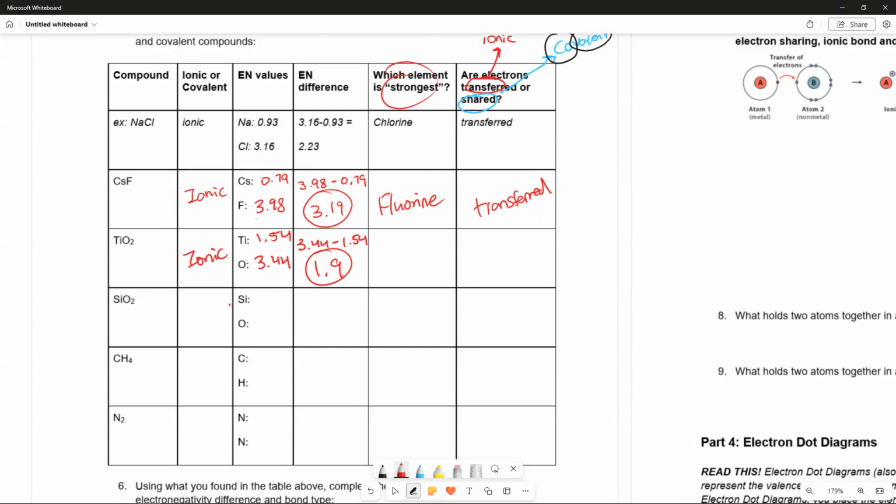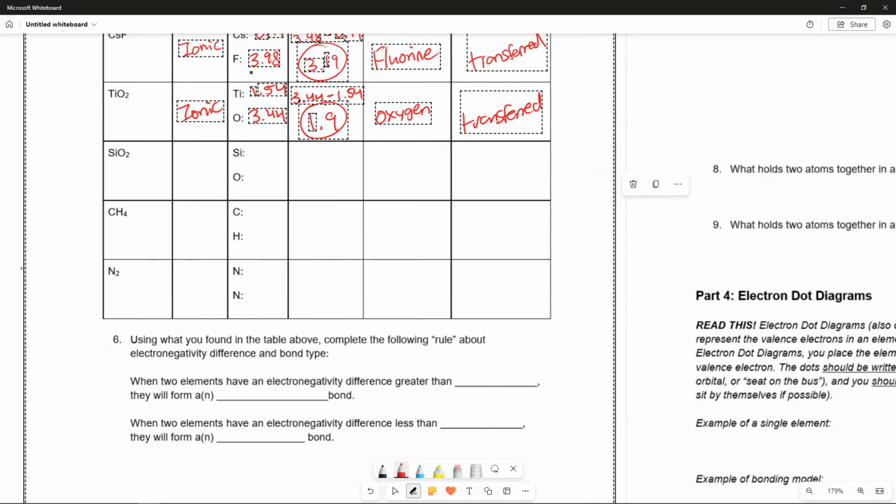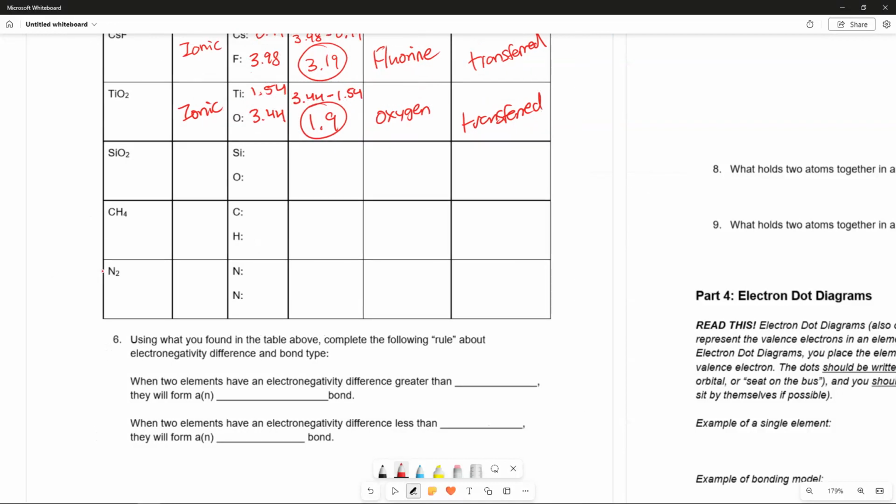And for the which element is strongest question, look at the numbers, compare them, and you will see that oxygen is higher because it's 3.44 versus titanium with 1.54. Therefore, oxygen is the strongest element. And because it's ionic, we always know that transfer of electrons occurs. All right, let's take a look at this one for nitrogen. It's the special one.